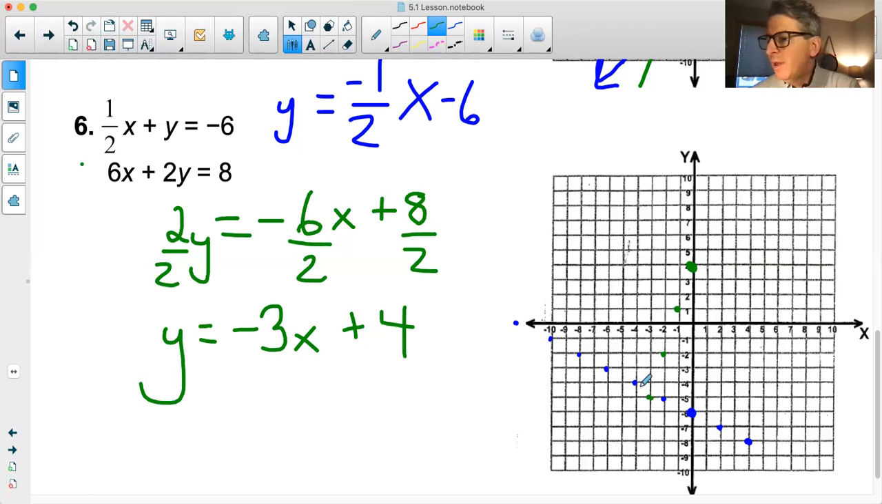Okay. And you can see there at 4, hold on a second. 1, 2, 3 over 1, 1, 2, 3 over 1. Okay, so our graph looks like that.